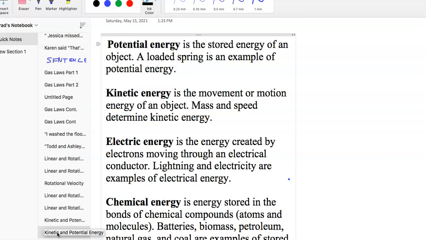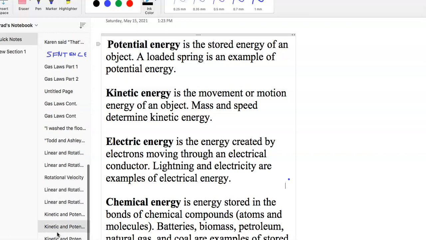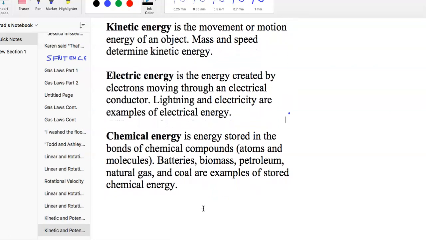And then finally, chemical energy. Chemical energy is the energy stored in the bonds of chemical compounds, which would be atoms and molecules. There are several examples, but a few: batteries, biomass, petroleum, natural gas, coal. Those are all examples of stored chemical energy.